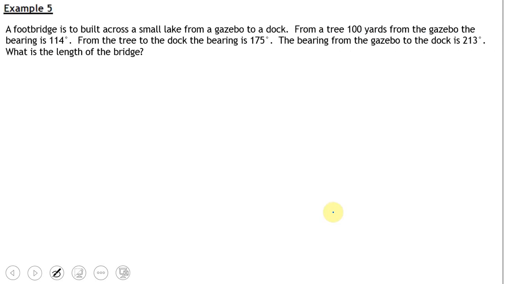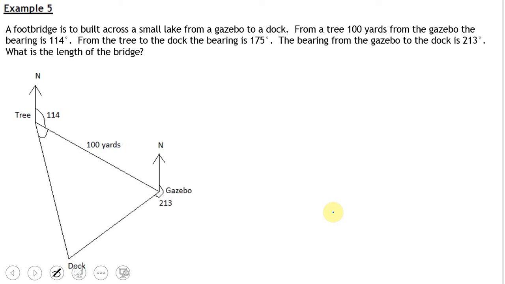Now the final example just shows how we can get a sine or cosine rule question from a more practical problem. So in this case, a footbridge is to be built across a small lake from a gazebo to a dock. From a tree 100 yards from the gazebo, the bearing is 114 degrees. From the tree to the dock, the bearing is 175 degrees. The bearing from the gazebo to the dock is 213 degrees, and we should try and find the length of the bridge.